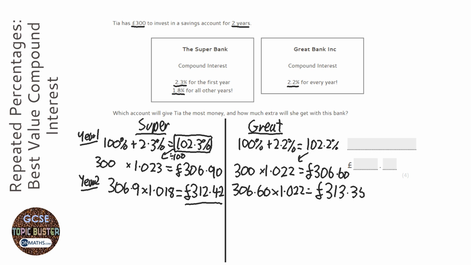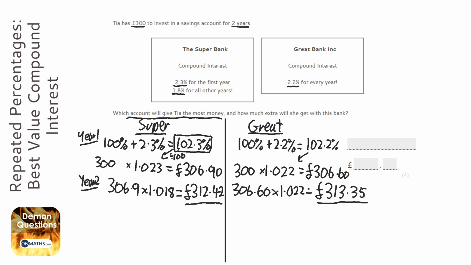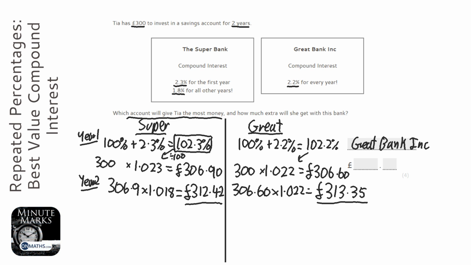Okay, so it says which account will give her the most money. Well, looking at that, it's going to be the Super Bank. And when you're writing down an answer, make sure you write down the full name. Oh, it's not going to be the Super Bank, it's going to be the Great Bank. Look at that. So Great Bank Inc. And it says by how much. Let's show the examiner what I'm doing.